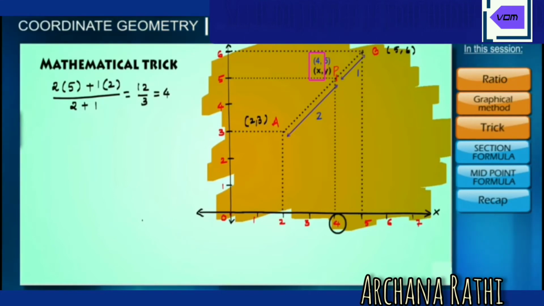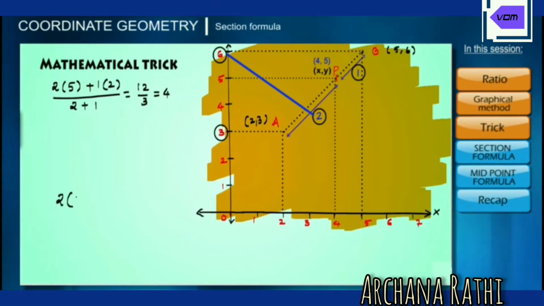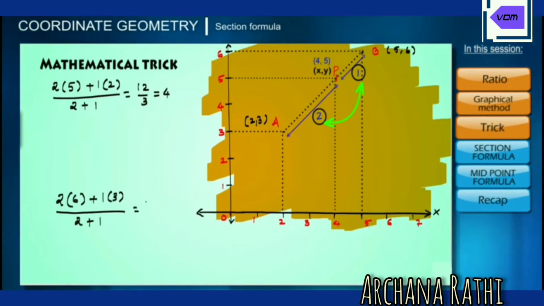Similarly, repeat the same steps for the y-axis to get the value of y for the given values. Multiply the first part of the ratio, that is 2, with the y coordinate of point B, that is 6, therefore 12. Multiply the second part of the ratio, that is 1, with the y coordinate of the first point, that is 3. Now 12 plus 3 divided by the sum of the two components, that is 2 plus 1, 3. Therefore 15/3 equal to 5. We got the coordinates of the point P by this trick as 4 and 5.